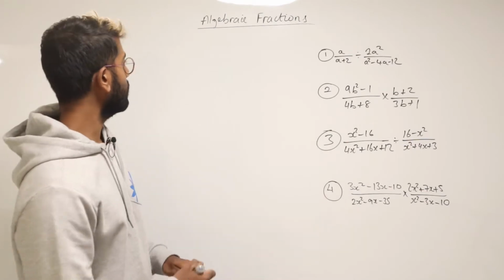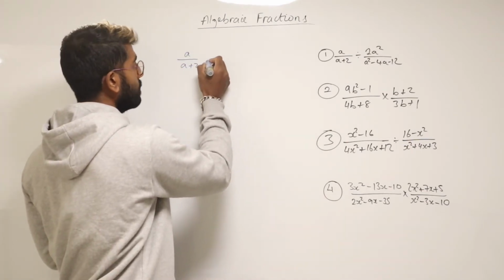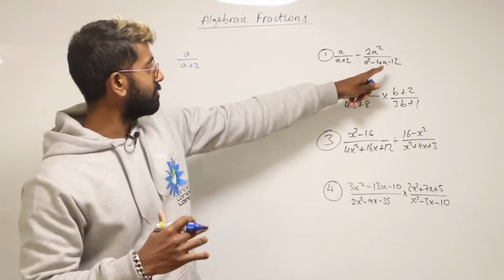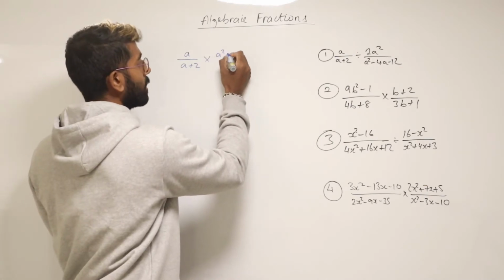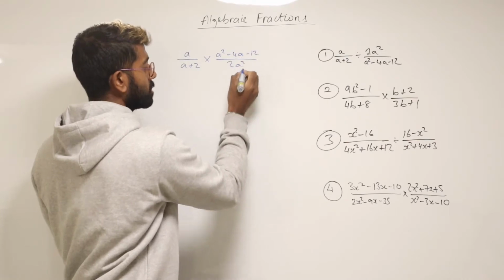So looking at the first one, let's just quickly write that out here. So we've got a over a plus 2, and this is a divide, so I don't want that. I want to flip the second fraction, change this to a multiply, so we'll put a times here, and then we'll have a squared minus 4a minus 12 over 2a squared.